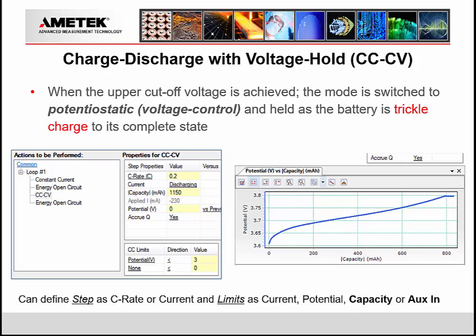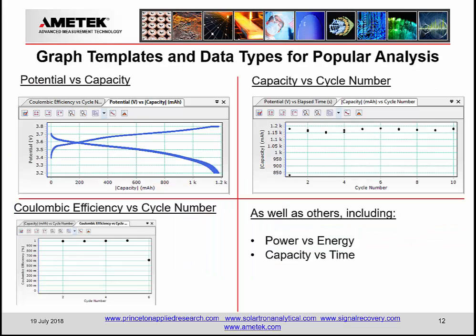So our CCCV experiment, this is what we were talking about earlier. You notice now instead of graphing potential versus time, I've changed the x-axis to the absolute value of capacity. The reason I did this is because I want to demonstrate that when I'm charging the battery up to 3.8 volts in this case, I did switch over from a constant current step to a constant voltage hold, and you can see that the capacity continues to accumulate as I am sitting at that 3.8 volts, and the reason for that is the trickle charge. And this is a demonstration of that experiment.